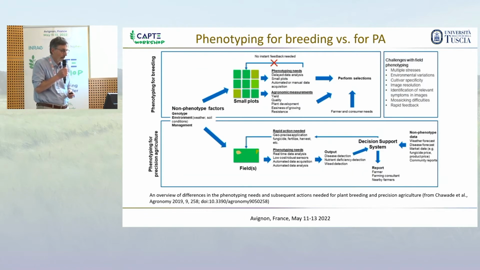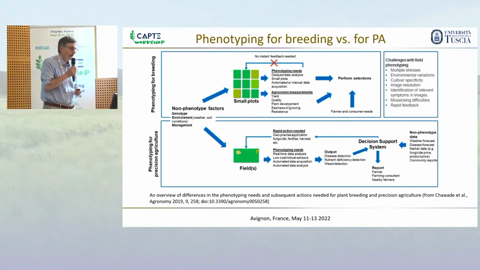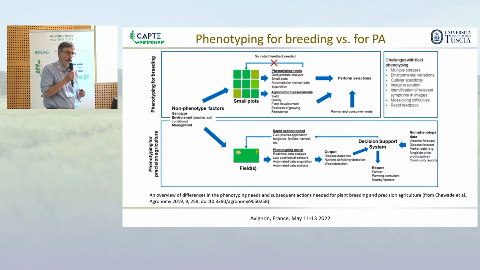So there is actually this picture from a work I reviewed that was comparing the needs of phenotyping, the difference in needs between classical phenotyping, which is mostly for breeding, but also for agronomical treatments comparison, and the application in precision agriculture. So I would say that the most striking differences are that in classical phenotyping for breeding, you don't really need an instant feedback. So you can collect the data and then you can process.